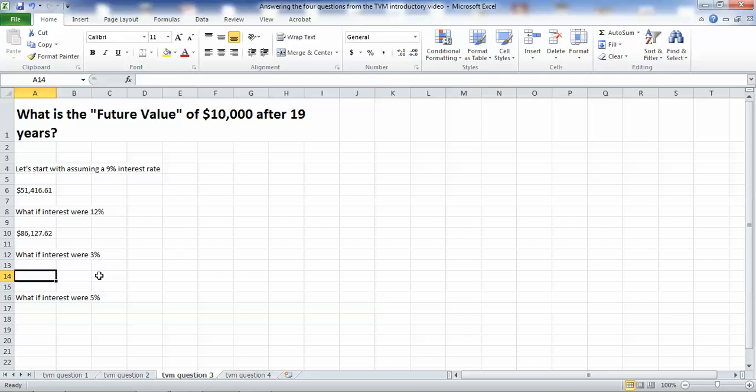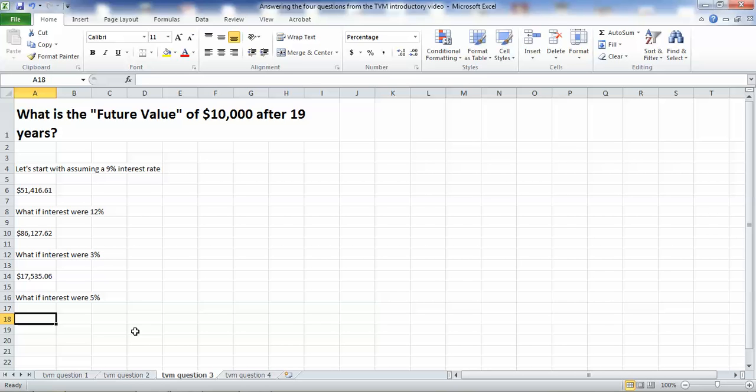What if interest rates were only 3%? Well, let's try that. Equals FV. Our rate is 0.03. Number of periods is 19. Payment is 0. So we're not doing anything annually, but we are putting in $10,000 to begin with. Close paren. $17,000. Ooh, not so good. That's why we want to find an investment vehicle that we're comfortable with, but that pays as high an interest rate as we can possibly earn.